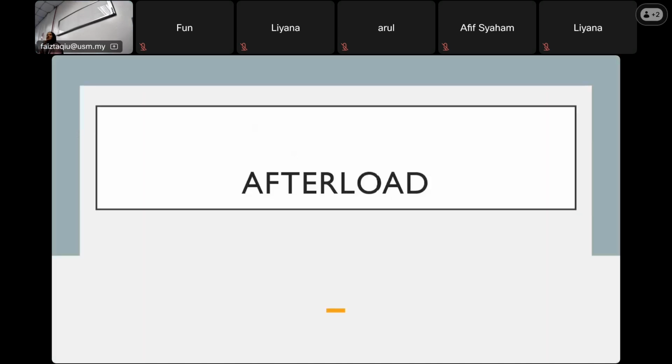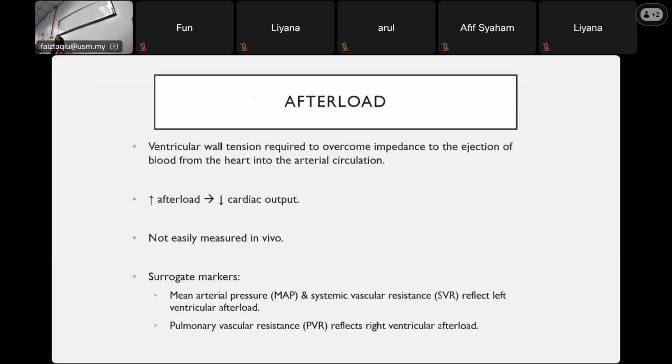Next, afterload. Afterload is the ventricular wall tension required to overcome the impedance to the ejection of blood from the heart into the arterial circulation. An increase in the afterload will cause a decrease of the cardiac output. The surrogate markers for the afterload are the mean arterial pressure or the systemic vascular resistance, which reflect the left ventricular afterload. For the right ventricular afterload, we can measure the pulmonary vascular resistance.